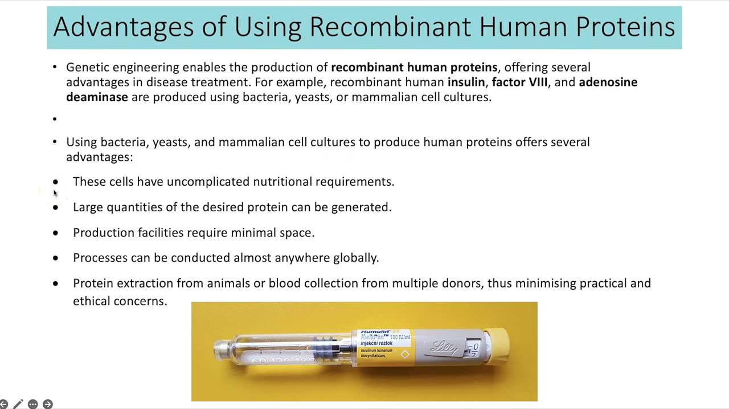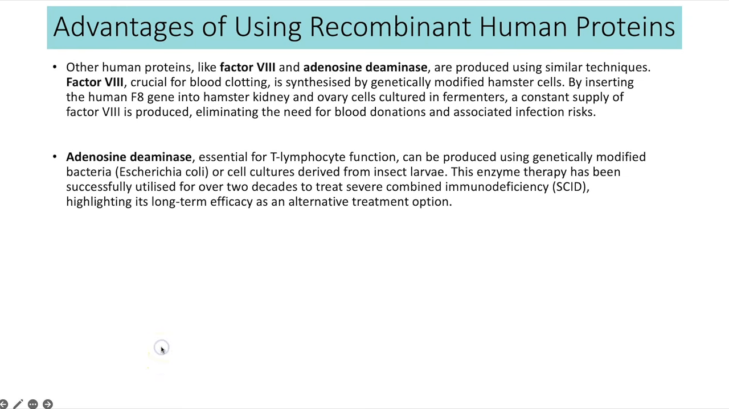First of all, these cells have uncomplicated nutritional requirements because they're very, very basic cells. You get large quantities of the desired protein being generated. That means you've got lots of this medicine available. You can do this in facilities that require minimal space because these are single cells rather than entire multicellular organisms. The process can be conducted almost anywhere globally, and also the protein extraction from animals or blood collection from multiple donors would therefore minimise practical and ethical concerns because you're just taking it from a single-celled organism that is producing it.